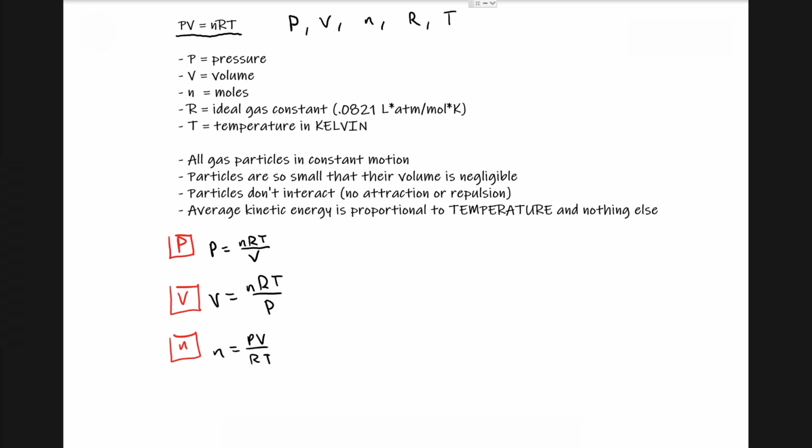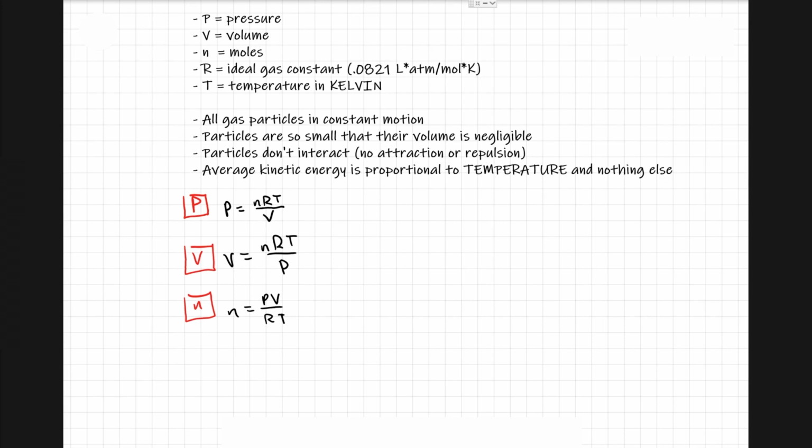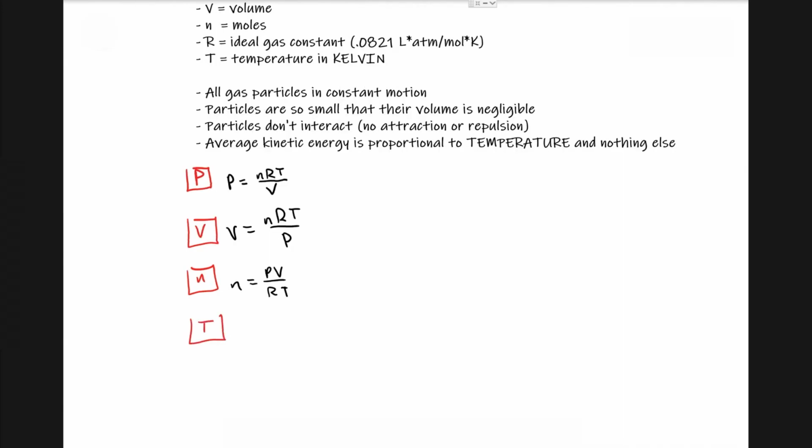So let's go ahead and solve for T. Actually, I'm going to go ahead and scoot down here. I'm going to put it right here. So once again, here is our gas law, PV equals nRT. To solve for T, we just divide both sides by nR. And that leaves us with T equals PV over nR. So I'm going to scoot this over.